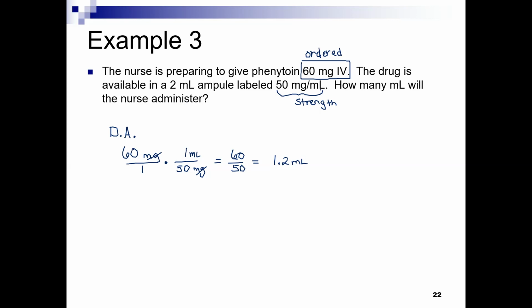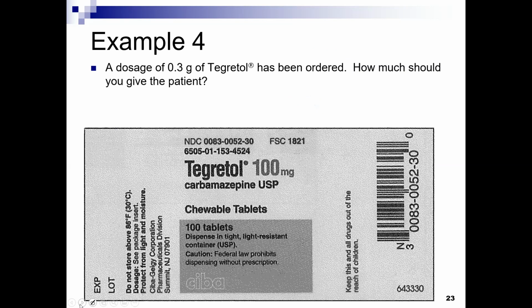I just used the strength, which is typically given on the label as a fraction and is given in this word problem as a fraction. Take a look at a second example. In this one, a dosage of 0.3 grams has been ordered. How much should you give the patient? So immediately 0.3 grams, this is my order.